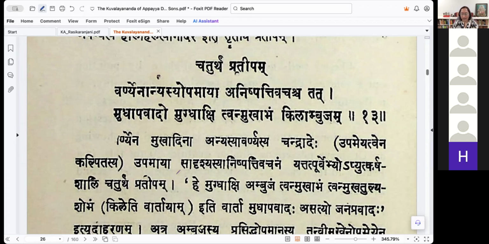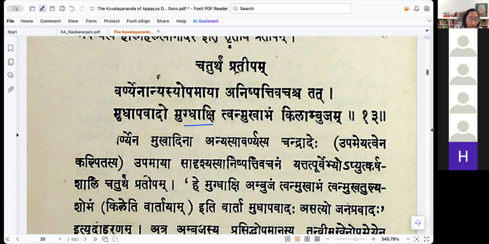Mugdha apavadaha, he Mugdhakshi. Mugdhakshi, one who has innocent eyes. So he Mugdhakshi, Tvanmukhabam ambujam iti Mugdhapavadaha kila. To say that the lotus is looking like your face is actually a Mugdha apavadaha. It's a Mugdhasya eva pralapaha iti. One who does not even understand what is the actual situation. It is a person who is a fool. It is a fool's prattle.